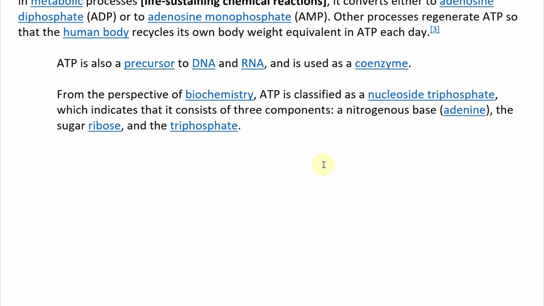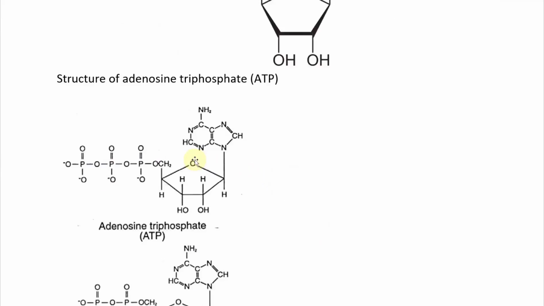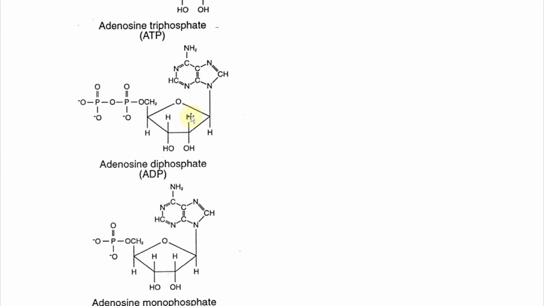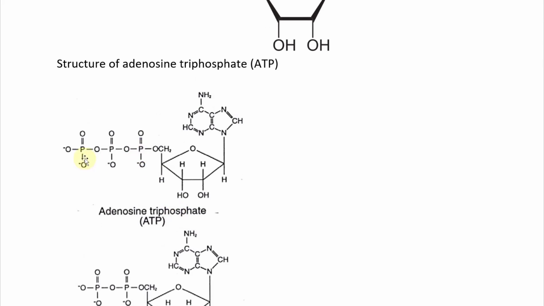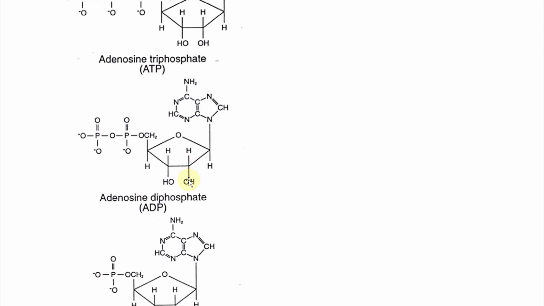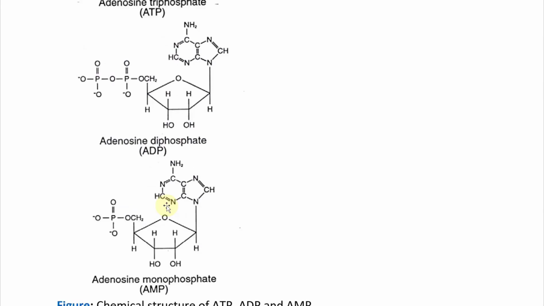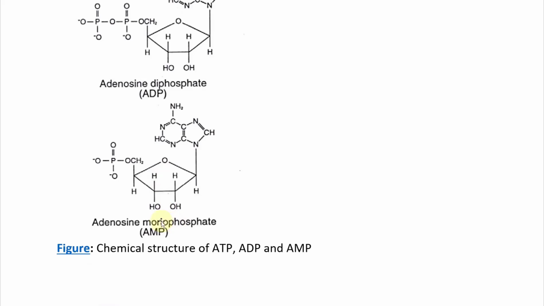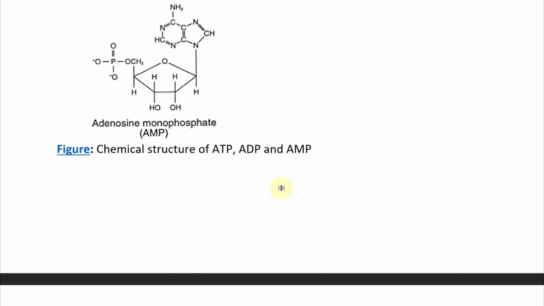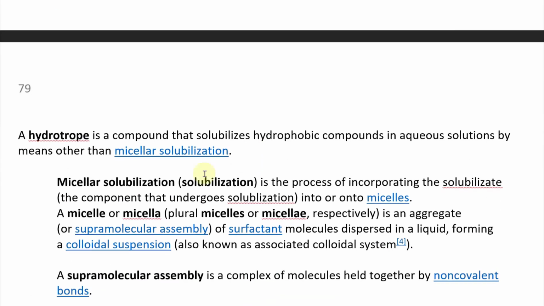Let's go further, and here's the 3 different types right here. So adenosine triphosphate has 3, and then this one here has 2. Adenosine diphosphate, ADP, the other one's ATP. Then AMP is adenosine monophosphate, just a 1 there, and the chemical structure of ATP, ADP, and AMP.